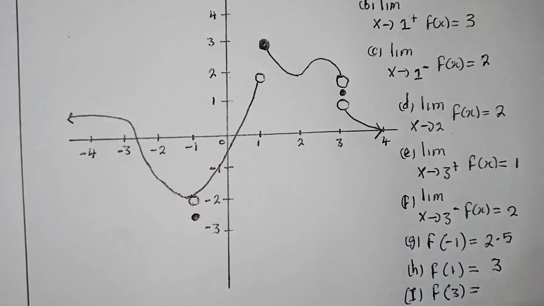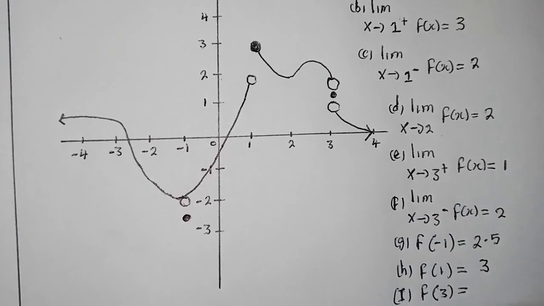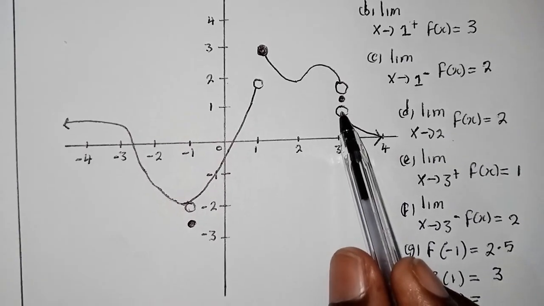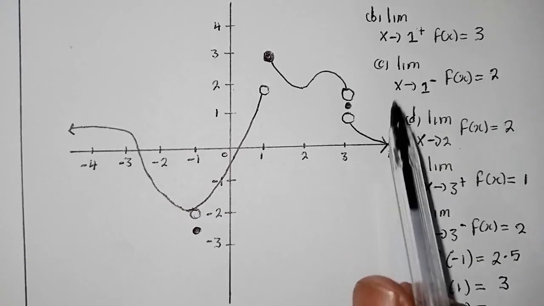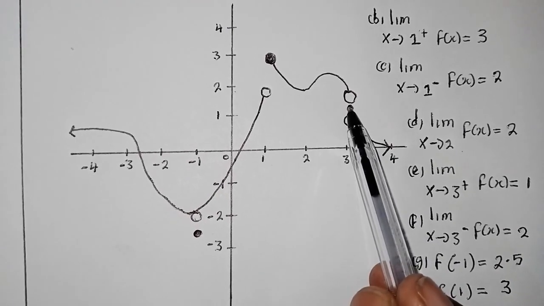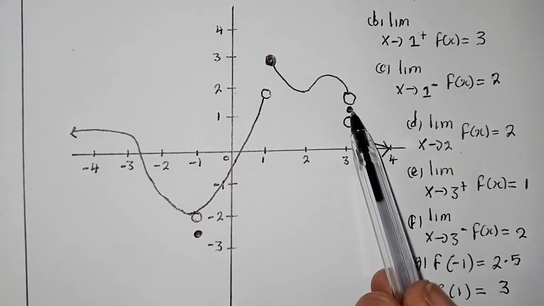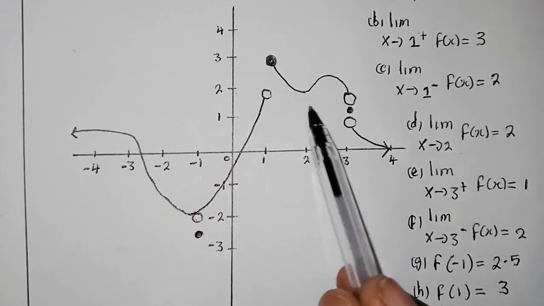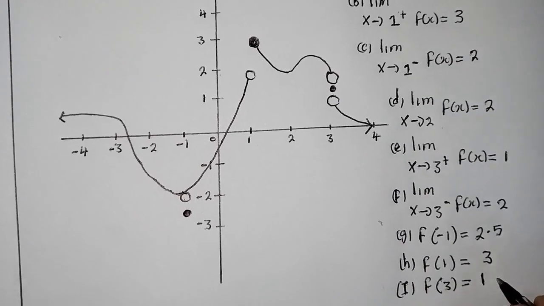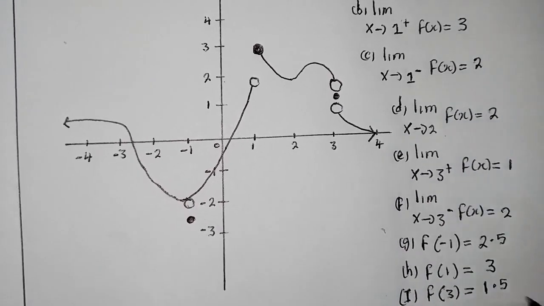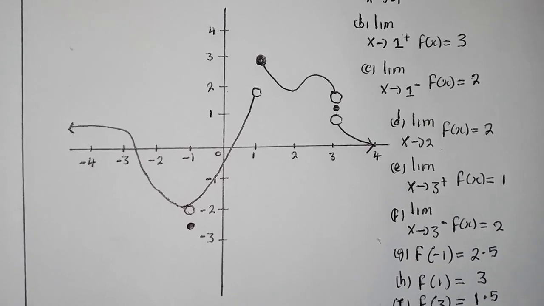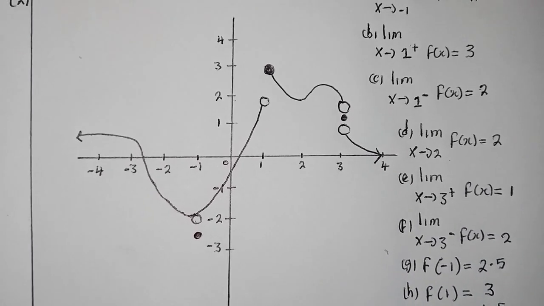Let's go to this one. How about f of 3? At 3, we start moving, we find an open circle here, it doesn't give us anything. We have an open circle here, it doesn't give us anything. But then we have a closed circle here. Therefore, this one is what is going to give us something. It's at 1.5. Therefore, our answer is 1.5.